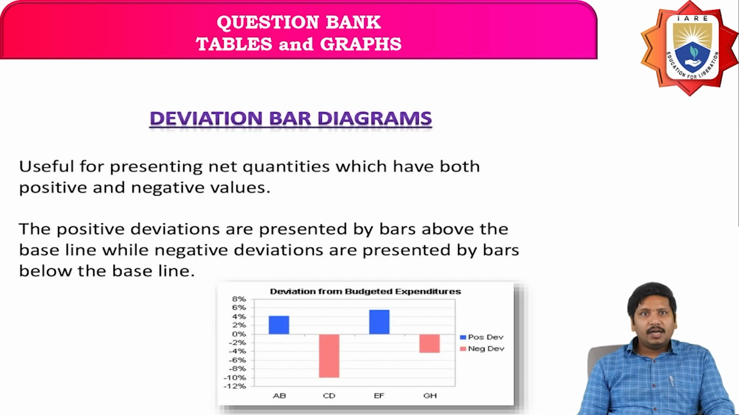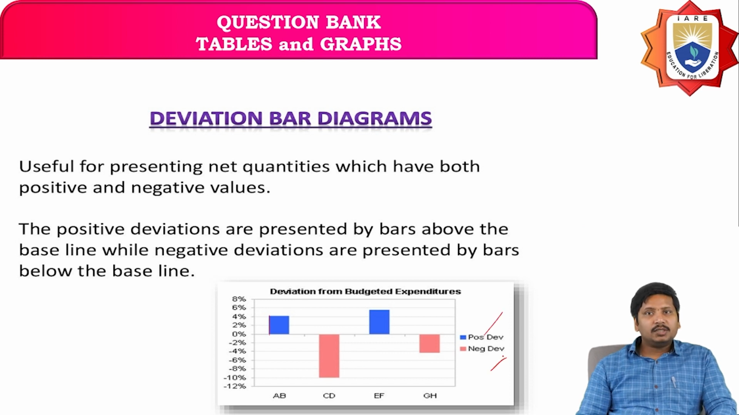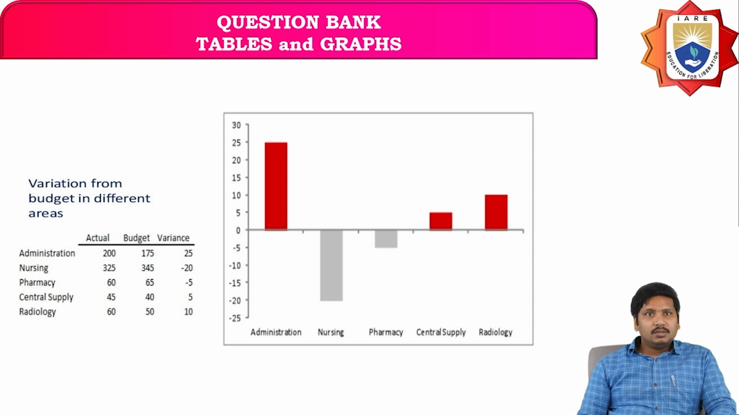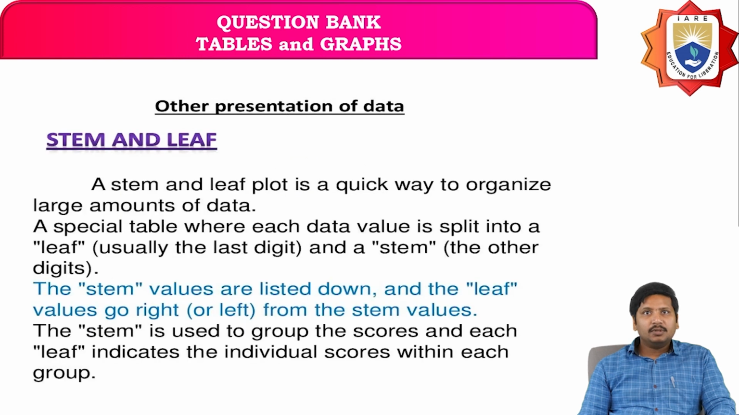Next one is the deviation bar diagram. Deviation bar diagram means that if the bars are drawn upward, then it is positive, and where the bars go downward, that is negative deviation. Like this, we can construct positive deviation bars and negative deviation bars also. Based on this application, we can construct this. So this is another example of the deviation bar diagram.